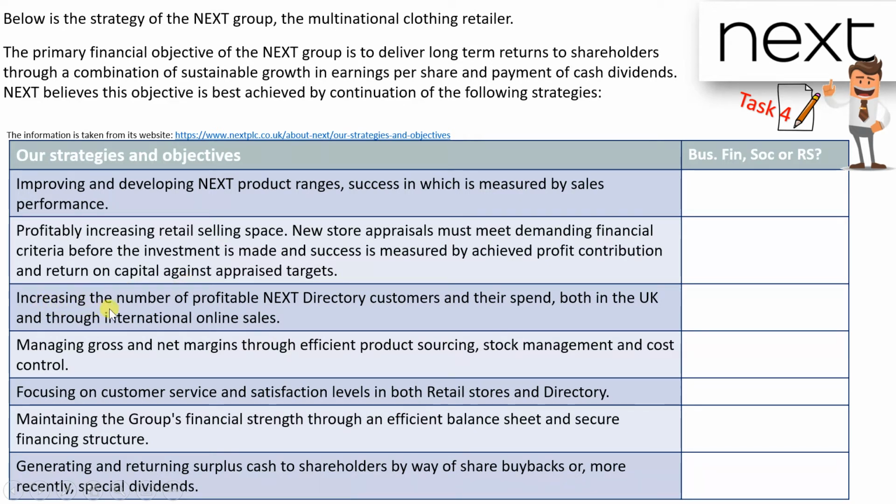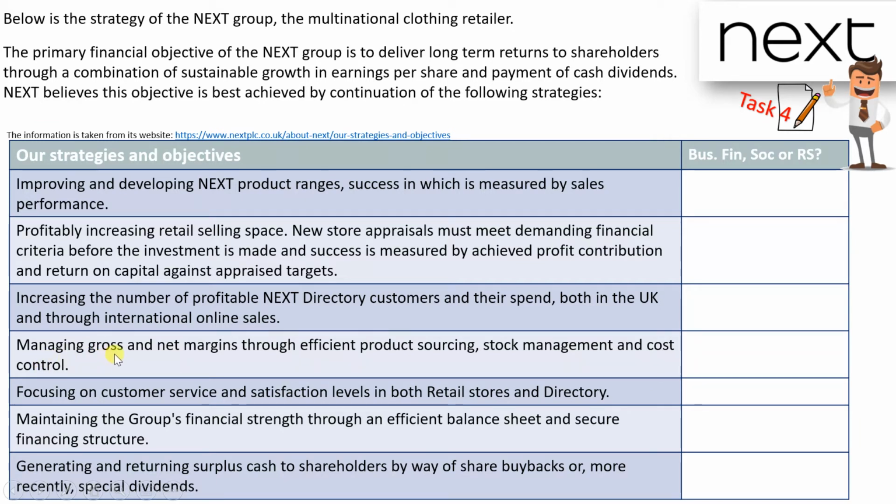Objective number 3, increasing the number of profitable Next directory customers and their spend both in the UK and through international online sales. Number 4, managing gross and net margins through efficient product sourcing, stock management and cost control. I'm sure you're asking what these mean. So number 3, increasing the number of profitable Next directory customers. Now Next usually charge for their directory, their catalogue, so that's one side to it. It's not all usually distributed free. They want a profitable Next directory customer, i.e. someone who regularly uses it and regularly purchases from it. And as you can see, the Next directory is in the UK and abroad.